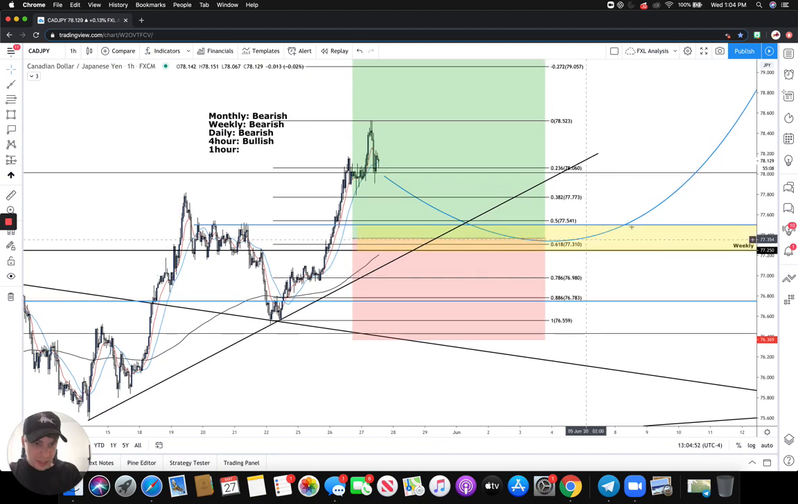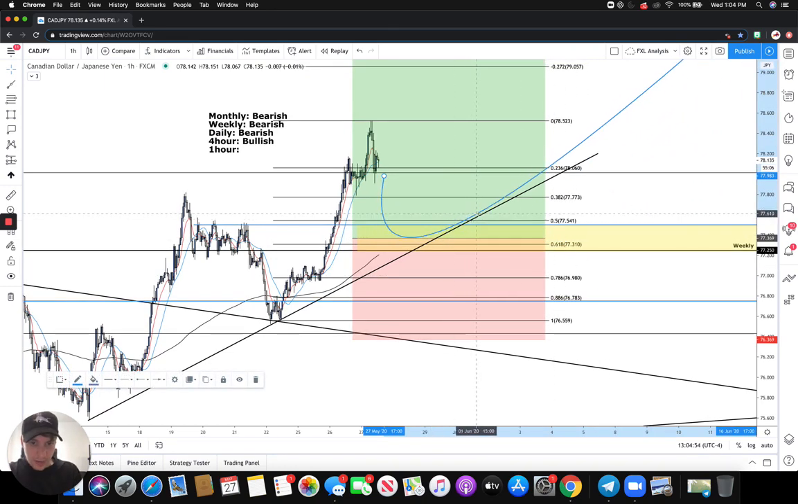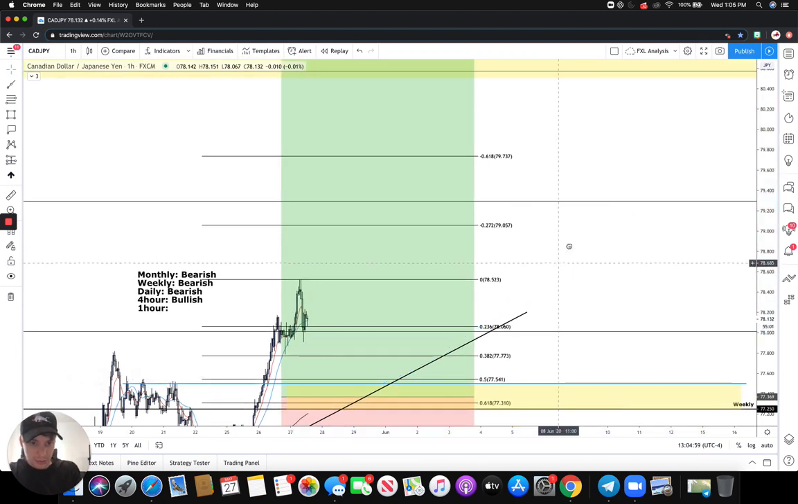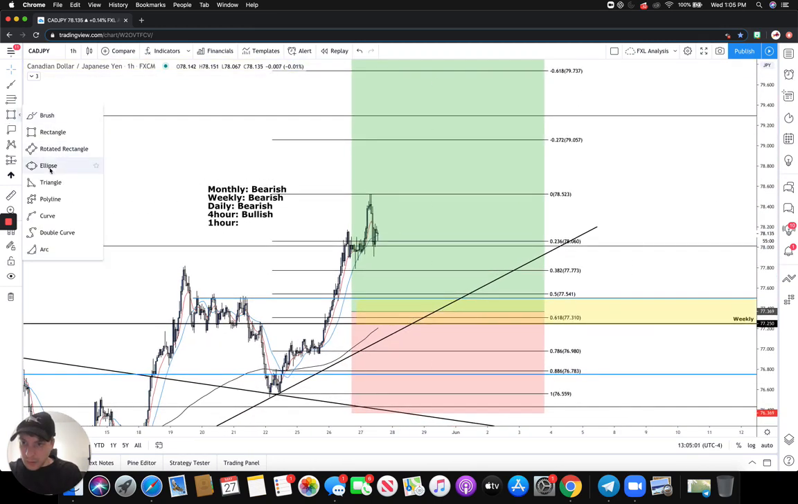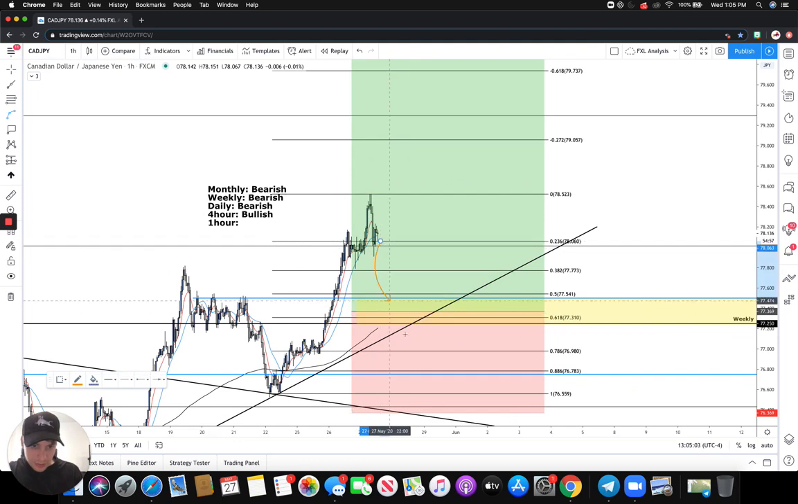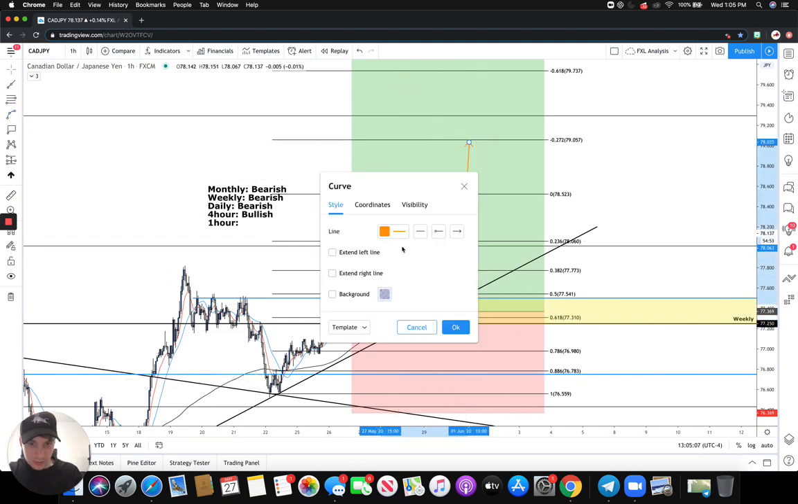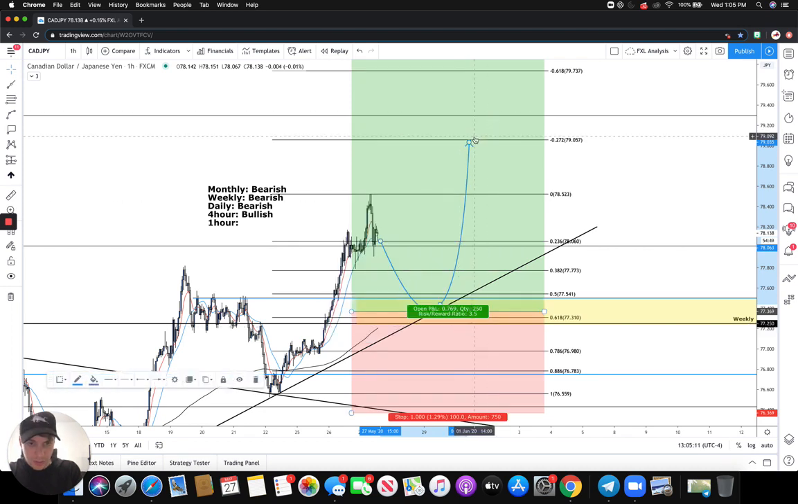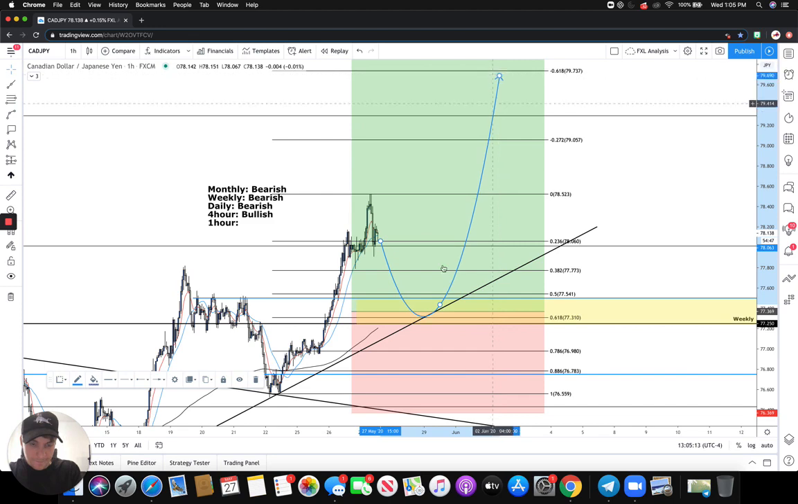But actually, let's see how this would pull back to here. This would be nice to see a really sharp move pull back. You know what? I'm just going to draw a new one. So something like this, swift move to the downside. Find some support in this yellow zone, and then we're long. So again, this is the preferred trade path. This blue line here, something like this.